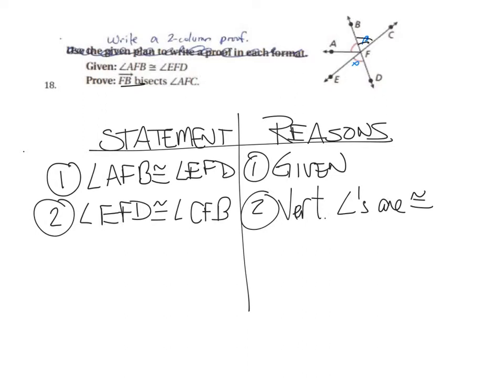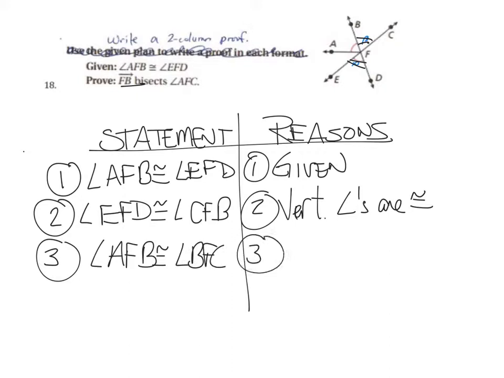Now we know that these are congruent right here. Now what do I know? Now there's a couple ways you could do this. Well, if I know that angle AFB is congruent to angle EFD, and EFD is congruent to angle CFB, then I know by transitive property that these 2 are equal. Now you could have also said that their measures are equal and then used substitution as well, which is perfectly fine. But then we know that angle AFB is congruent to angle BFC. And so in step 3, that's transitive property.